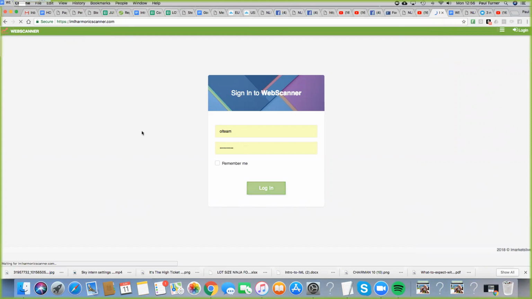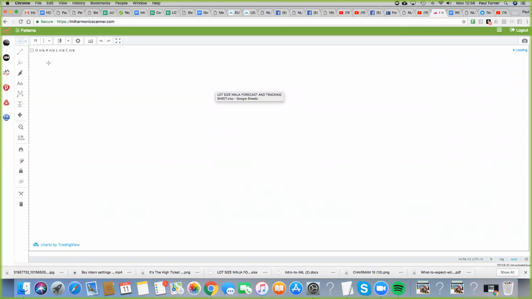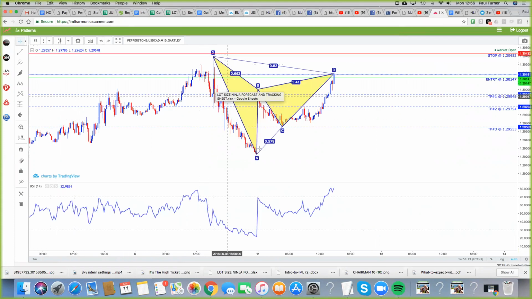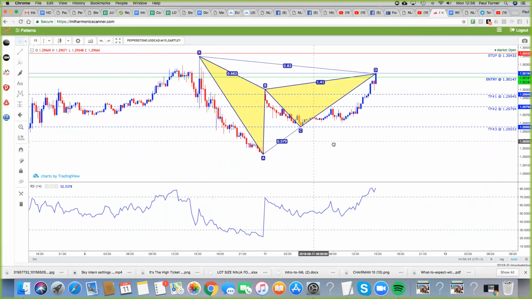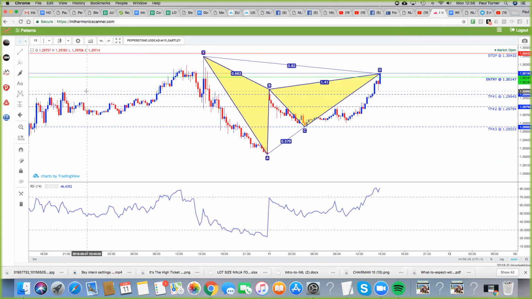So if I log in, this tool is called the Harmonic scanner, and what it does is it looks for these patterns, these two sets of triangles. This one, for some reason, is called a Gartley. You can have alerts set up if you have this installed on your PC. This is a web version, so it doesn't give me alerts, but there's a service for, I think, $3 or $4 a month where you can get alerts sent to you.